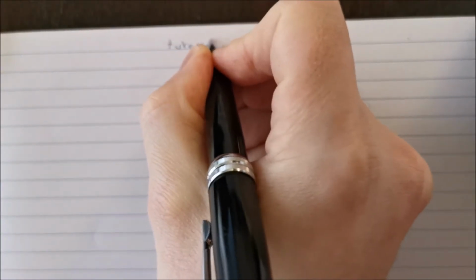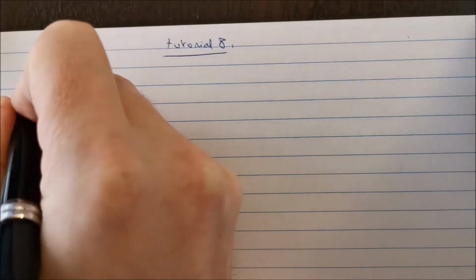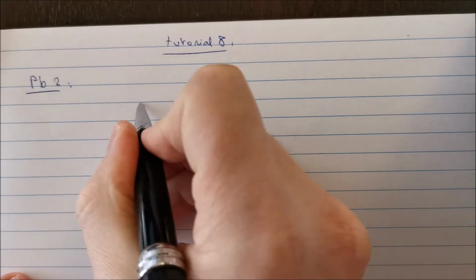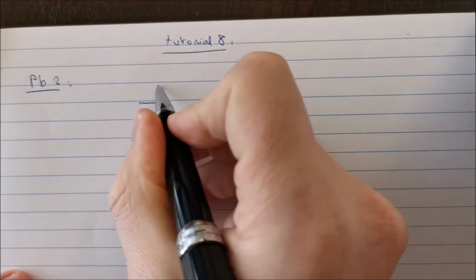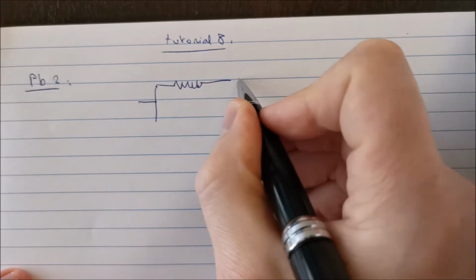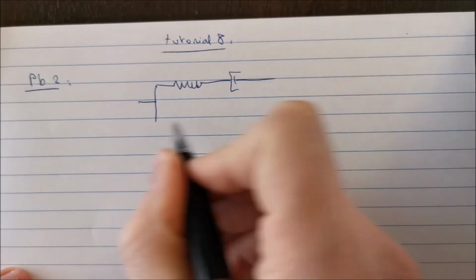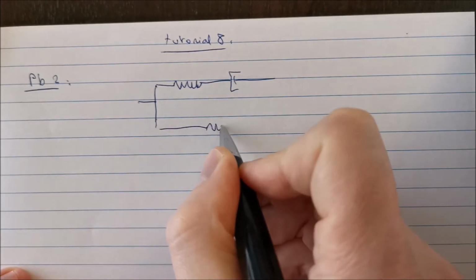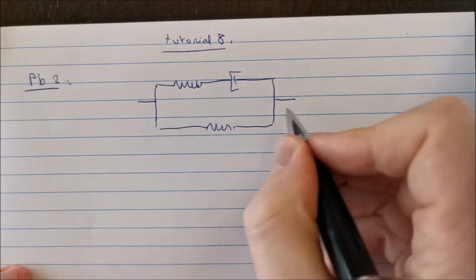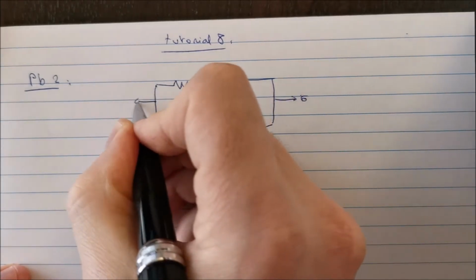So hi everyone, now we are going to look at problem 2 of tutorial 8. For problem 2, we are going to look at a 3-element model with one spring and one dashpot in series, and a spring in parallel to this system. We are applying a constant stress.